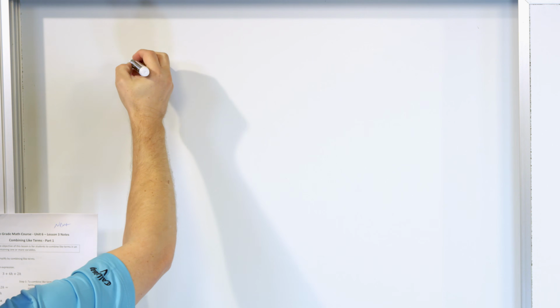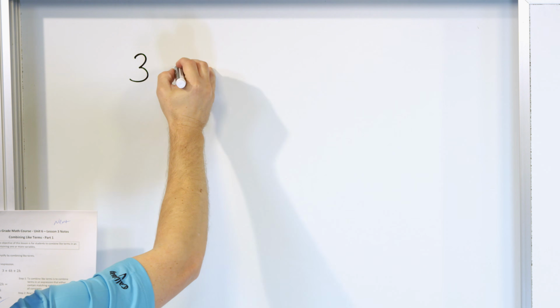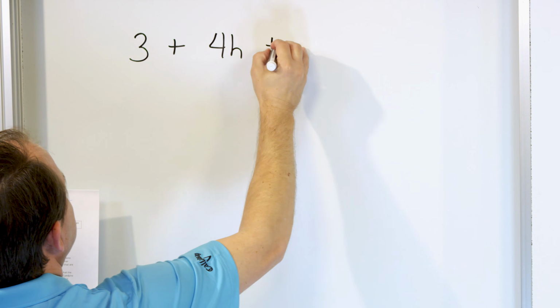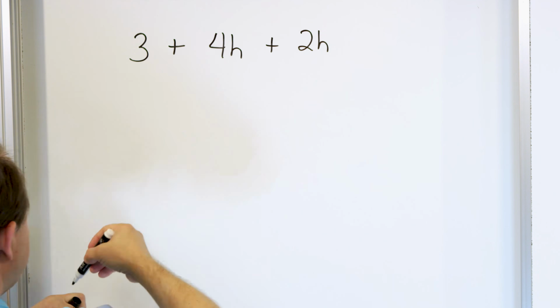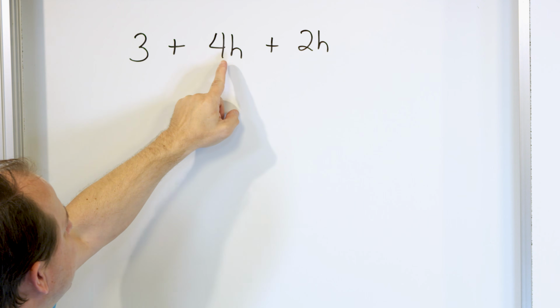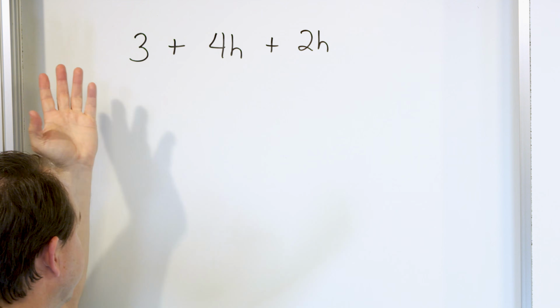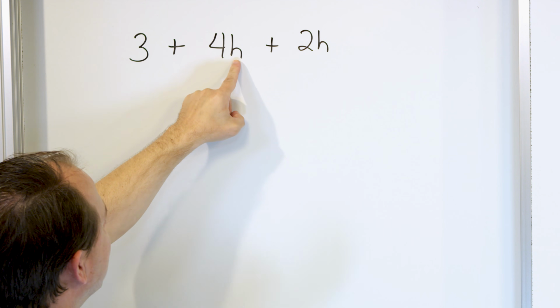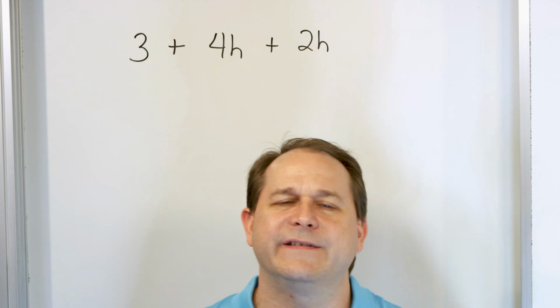Combining like terms, what does it mean? It's easier to show you than to tell you. So let me write an expression down: 3 plus 4 times h plus 2 times h. All right, so what do we have here? First of all, we have a number, that's just a number, and we're adding it to a number, but also with a letter right next door. Now you need to get used to seeing this.